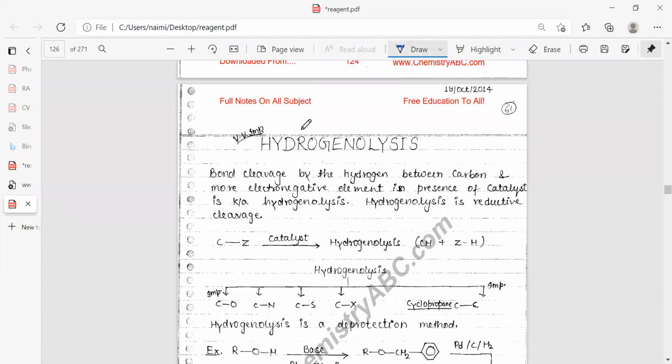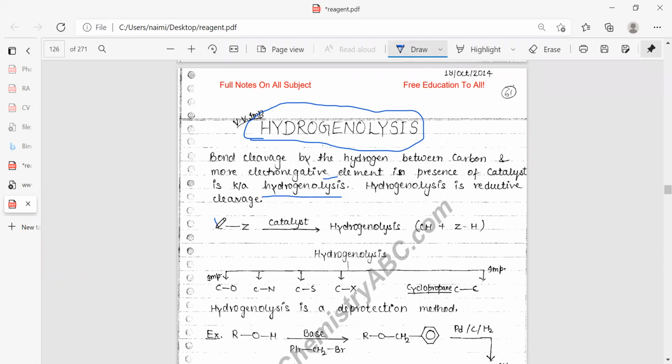So, welcome to all of you, and today we are going to discuss hydrogenolysis. Okay, so some are the reagents which are responsible for hydrogenolysis. Bond cleavage with hydrogen between carbon and a more electronegative element in the presence of a catalyst is known as hydrogenolysis. You can see here the electropositive atom and the electronegative atom.